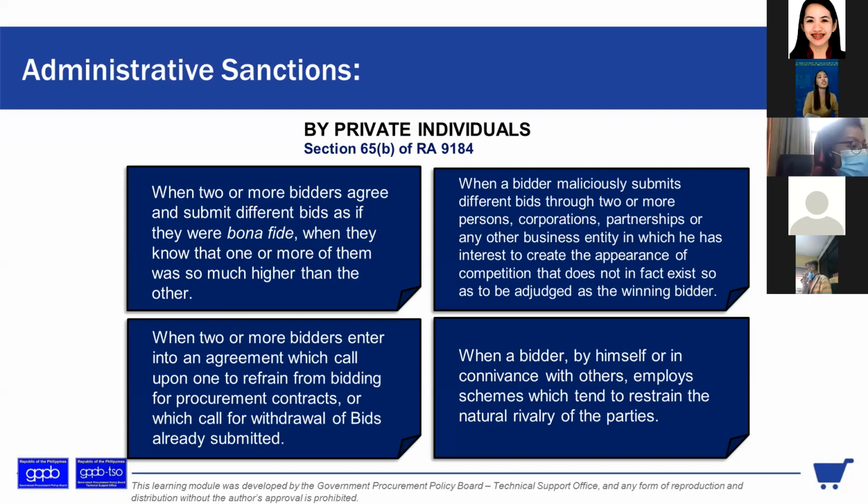So, when a bidder maliciously submits different bids to 2 or more persons, corporations, when a bidder by himself or in connivance with others employ schemes which tend to restrain the natural rivalry of the parties. Ito talaga, yung mga collusive na practices, it's because we have this principle for competition and also transparency, no? Na hindi mabibiktima yung gobyerno sa ganong mga arrangement. Kasi nga, mako-compromise yung chances ng gobyerno to get value for money.